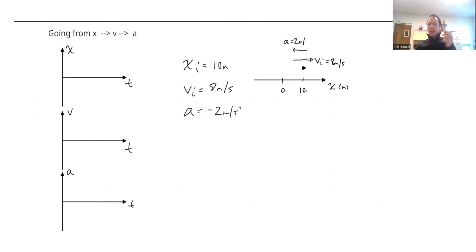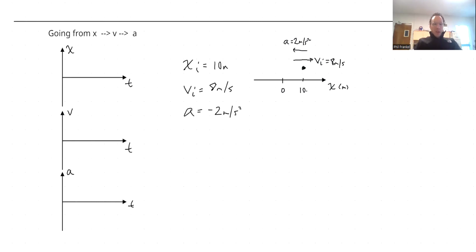So what you should be picturing is this object is moving to the right, but accelerating to the left. So it's like the wind is blowing it to the left. So it's moving to the right, but accelerating to the left, which causes it to slow down, stop, and then shoot off to the left faster and faster and faster. That's what's going to happen.